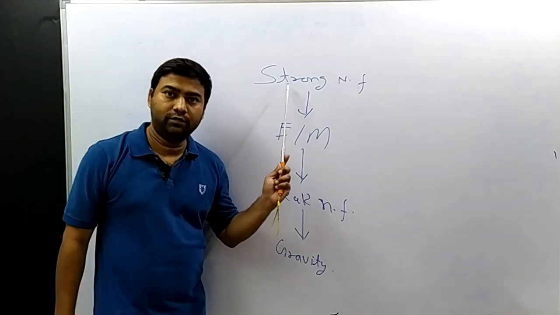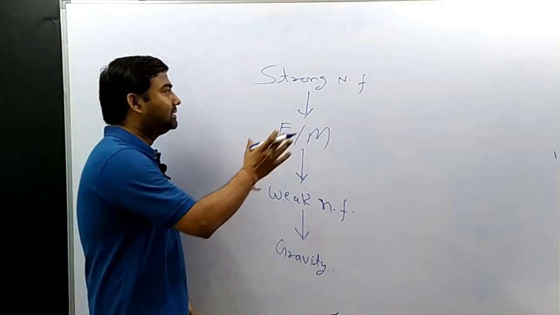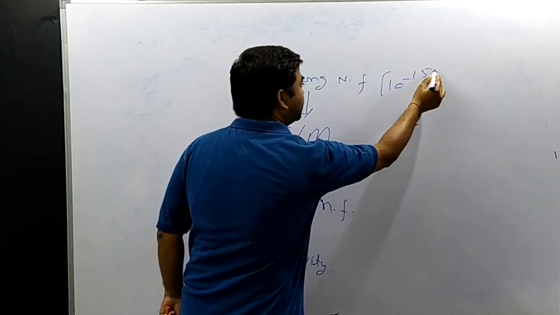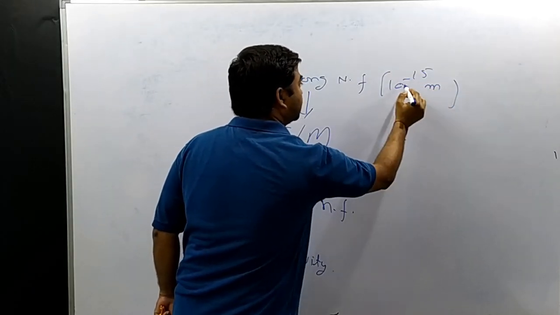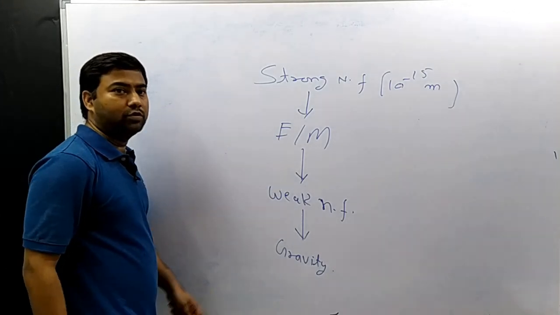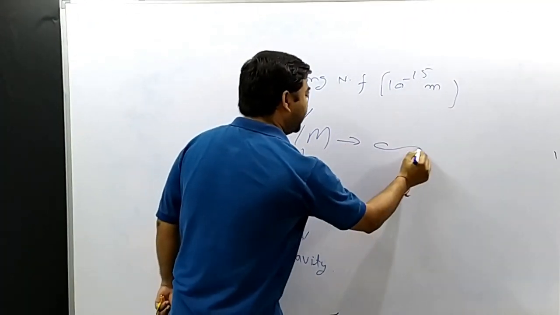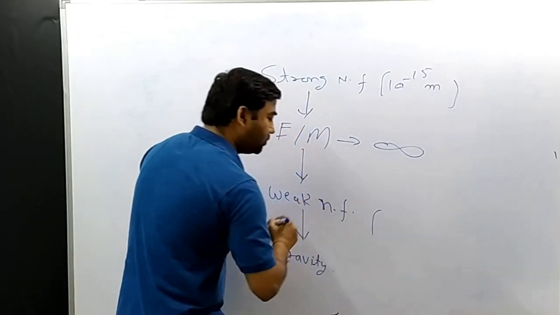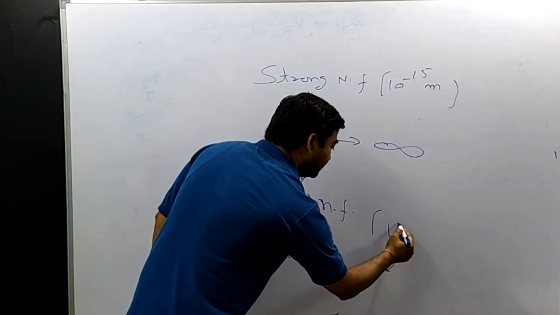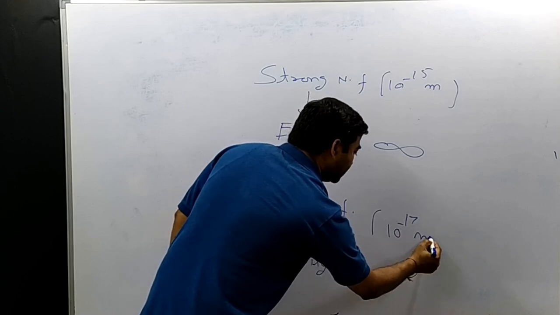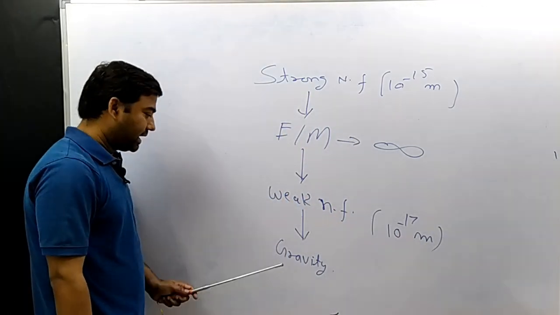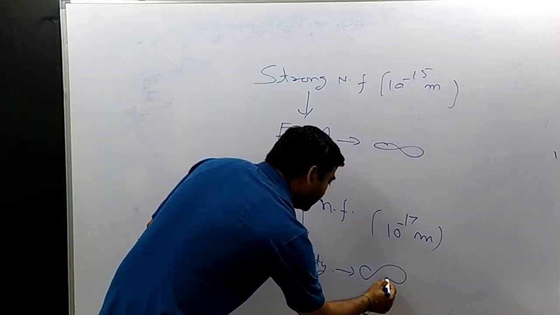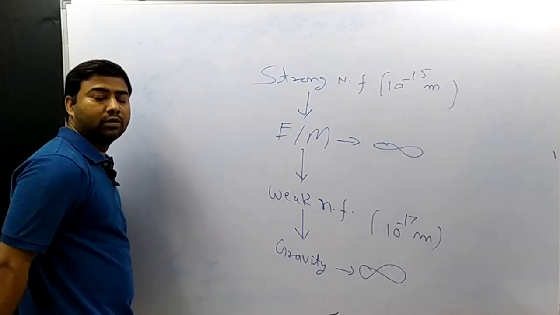The strong nuclear force is the strongest, but it is effective only within a range of 10 to the power minus 15 meter. Electromagnetic force acts over infinite range. Weak nuclear force is also a short-range force, effective within 10 to the power minus 17 meter. And gravitational force is the weakest force, and it exists over infinite range.